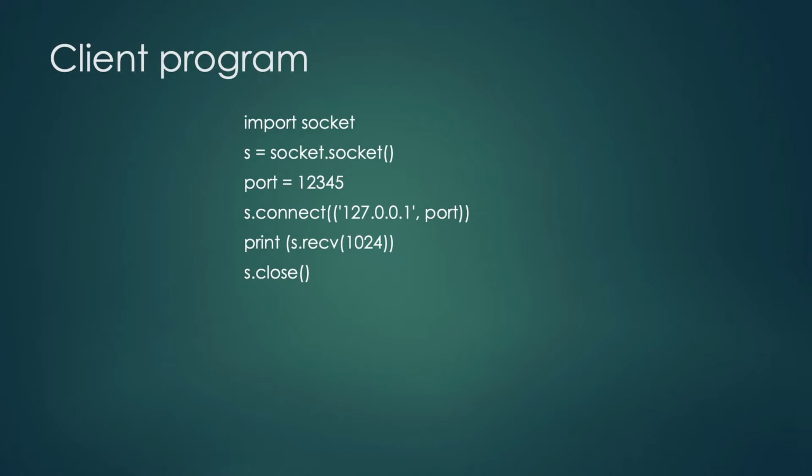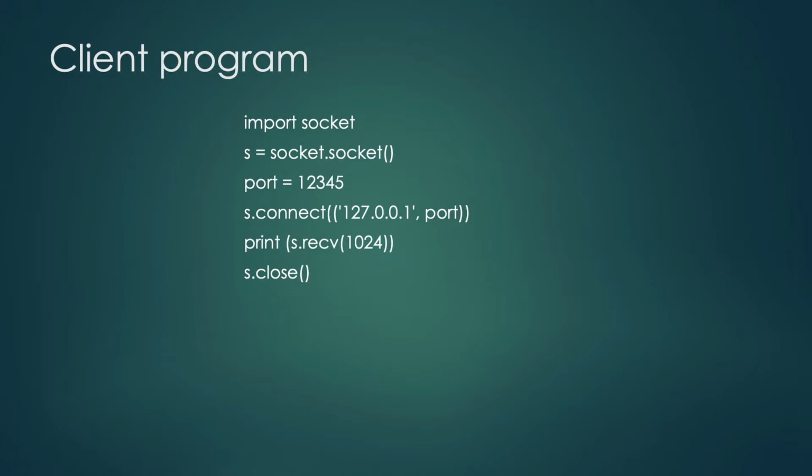Next we move to the client program. So, for the client program, the first step is to import the socket module. Then we have to call the socket method. So, here the port number you have to specify. Here the port number is 12345.